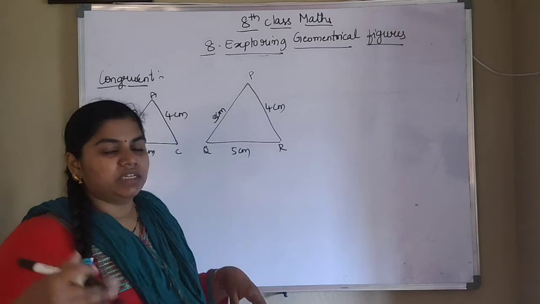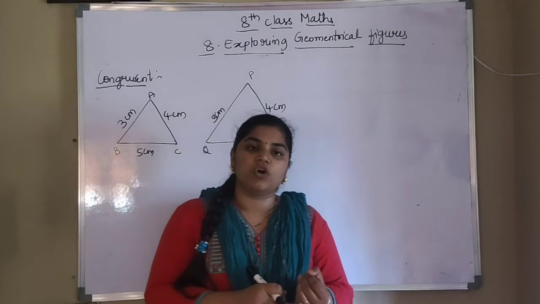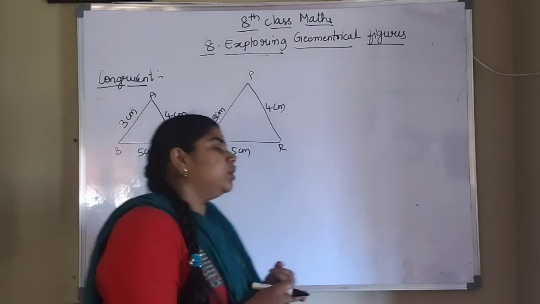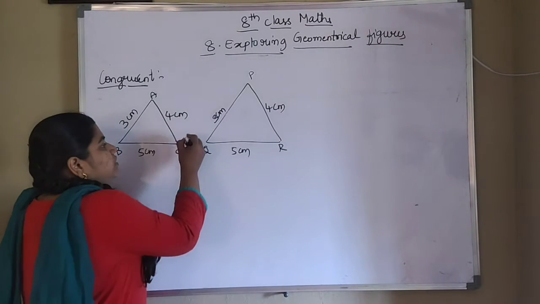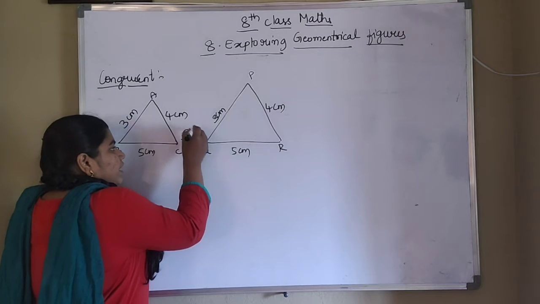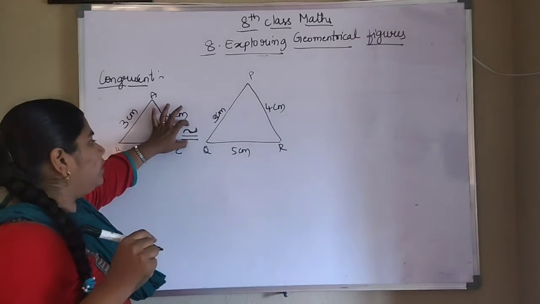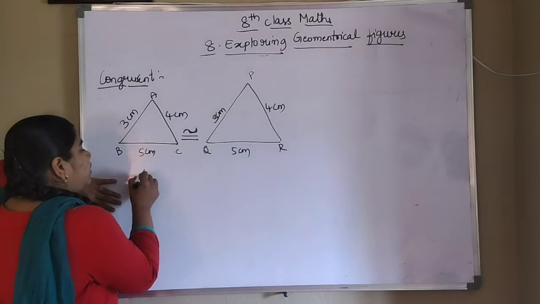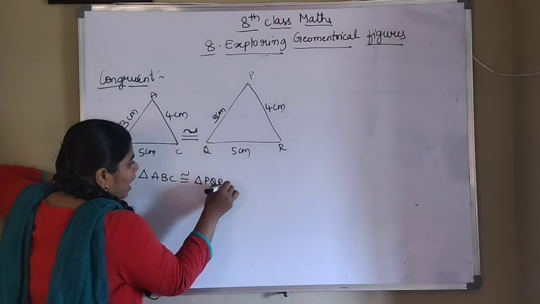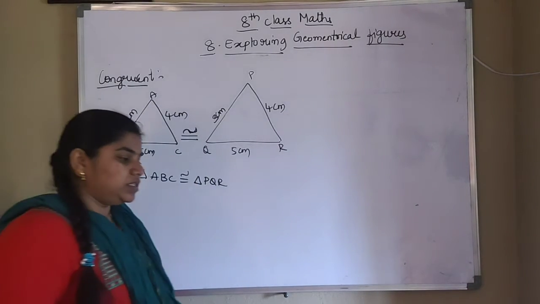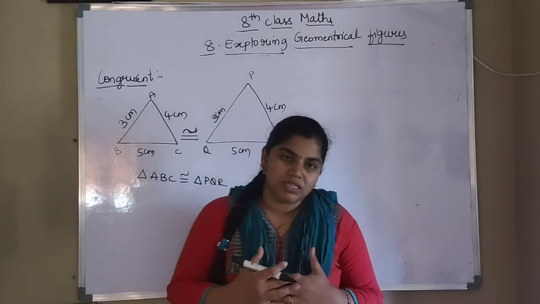You have already learnt in 7th class about SSS congruency, SAS congruency, ASA congruency and RHS congruency. So we can say these two triangles are congruent to each other. Which symbol do we use here? The congruent symbol is an equal to sign with a curve above it. So triangle ABC is congruent to triangle PQR. This is called congruency. What do you mean by congruency? It should have the same shape and same size.